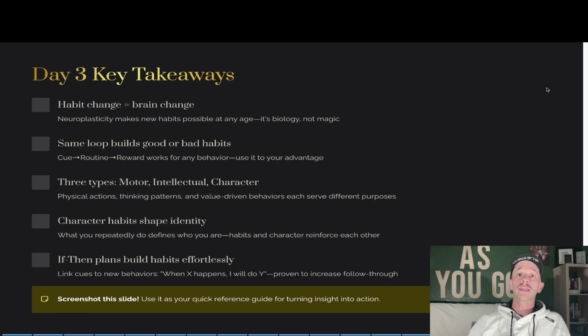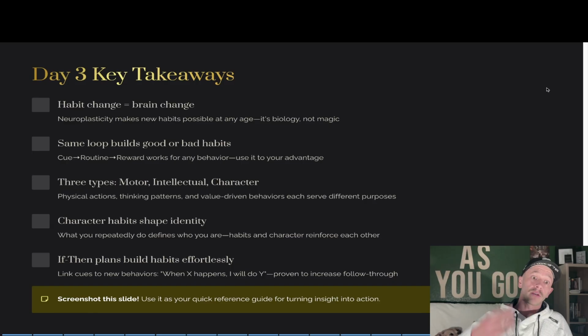So, day 3 key takeaways. This would be a primary slide to take a picture of and keep it readily available. Habit change equals brain change. Neuroplasticity makes new habits possible at any age. It's biology, it's not magic. Same loop builds good or bad habits. Cue, routine, reward. Works for any behavior. Use it to your advantage.